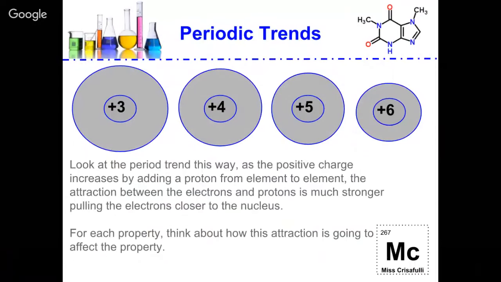If we look at the period trend this way, as the positive charge increases by adding a proton from element to element, the attraction between the electrons and the protons is much stronger, pulling the electrons closer to the nucleus. So when we talk about the different properties, think how this attraction is going to affect that property.